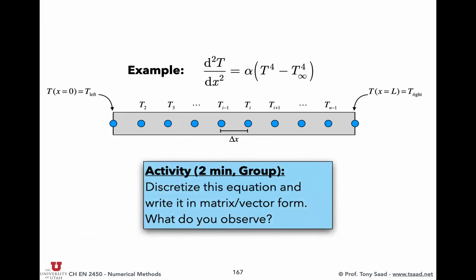So now I'm going to ask you to take a couple of minutes to discretize this equation at an arbitrary point i, in the domain, an interior point. T left and T right, you know the equations there. What's left is everything in the middle. So I want you to discretize this equation at point i in terms of i minus 1, i plus 1, etc. And write it in matrix form or make a comment on what you observe, okay?